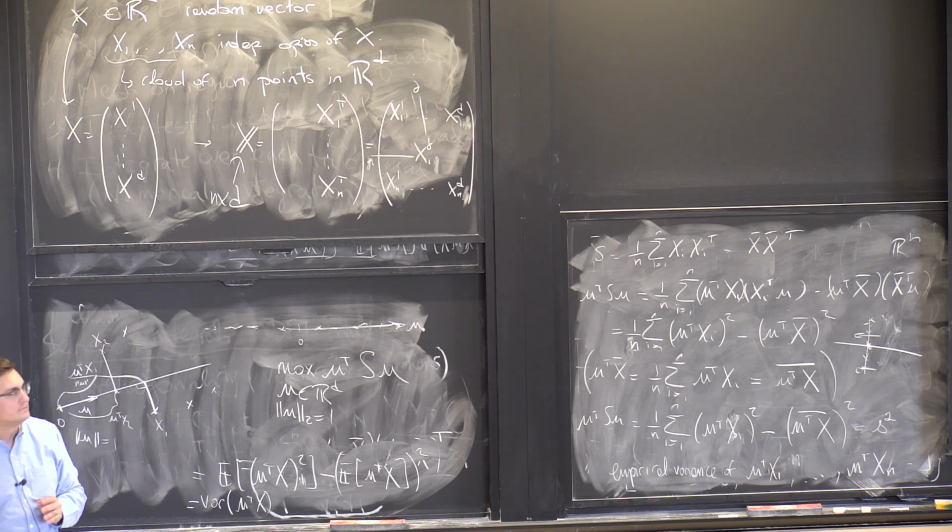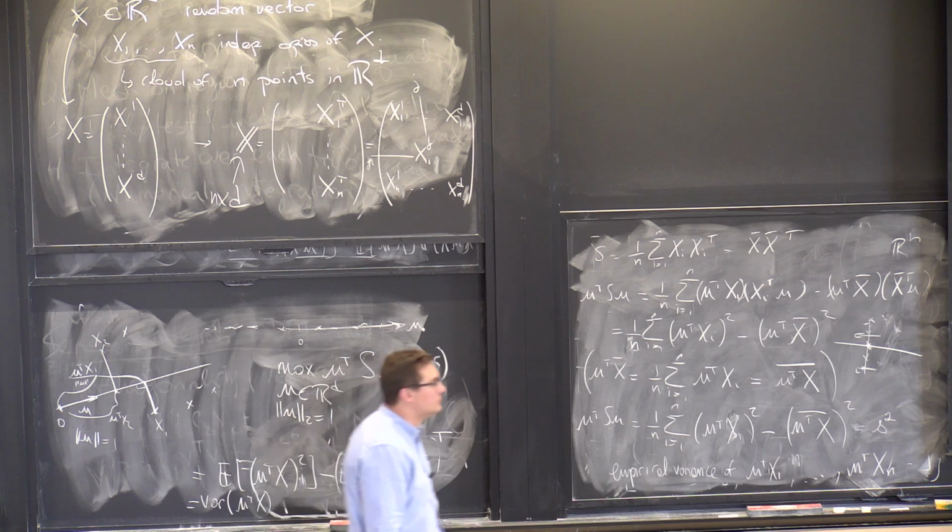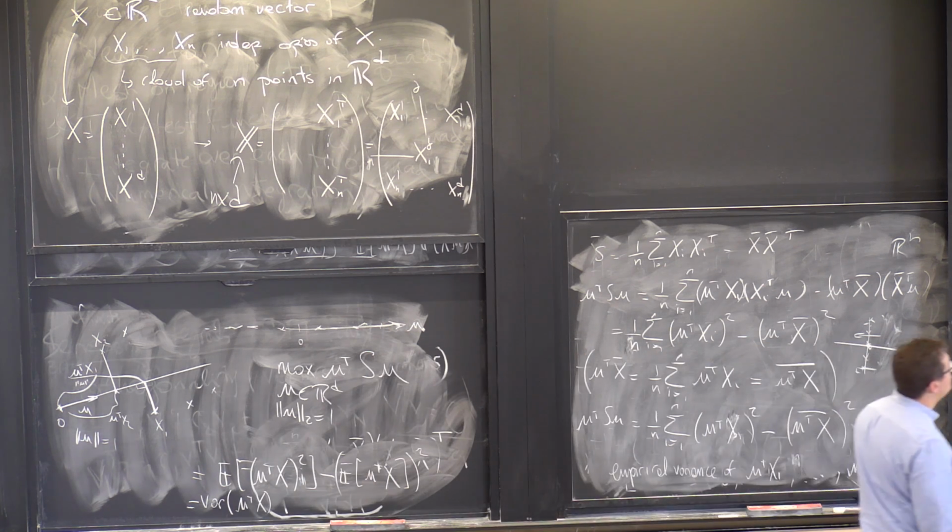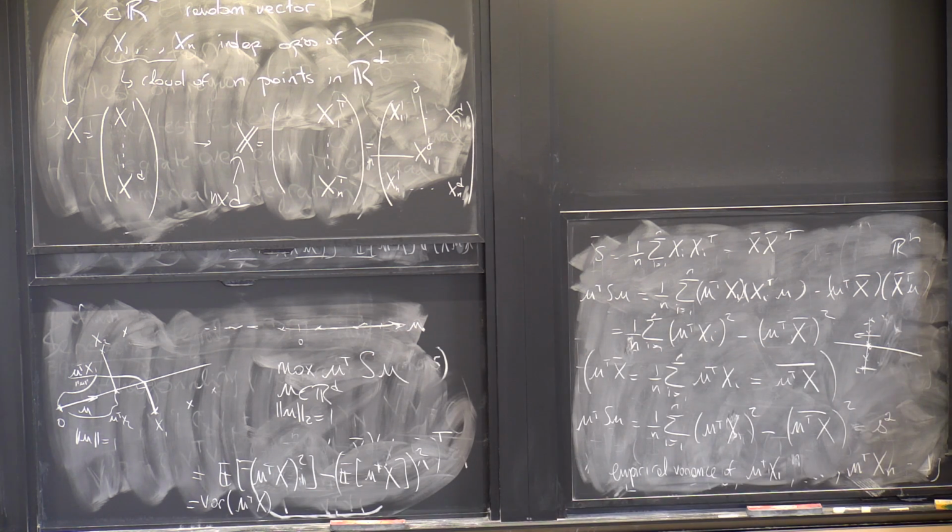So that's going to be my goal, trying to find the largest possible U transpose SU, or in other words, the empirical variance of the points projected onto the direction U when U is of norm 1, which justifies using the word direction, because there's no magnitude to this U.